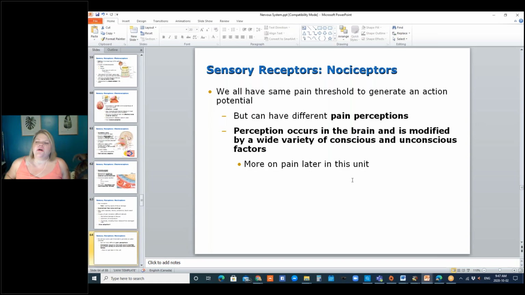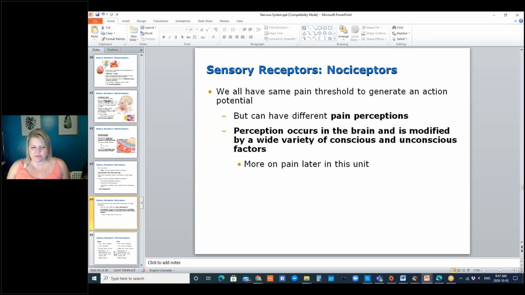Perceptions are something that occurs in the brain and are influenced and modified by many factors. Some are conscious, some are unconscious. Some can be related to experiences or how somebody's handling stress, or, right, there's so many things. We're going to talk more about pain later on in this unit, not today, but we will definitely go there. I just want to introduce you to the receptors.